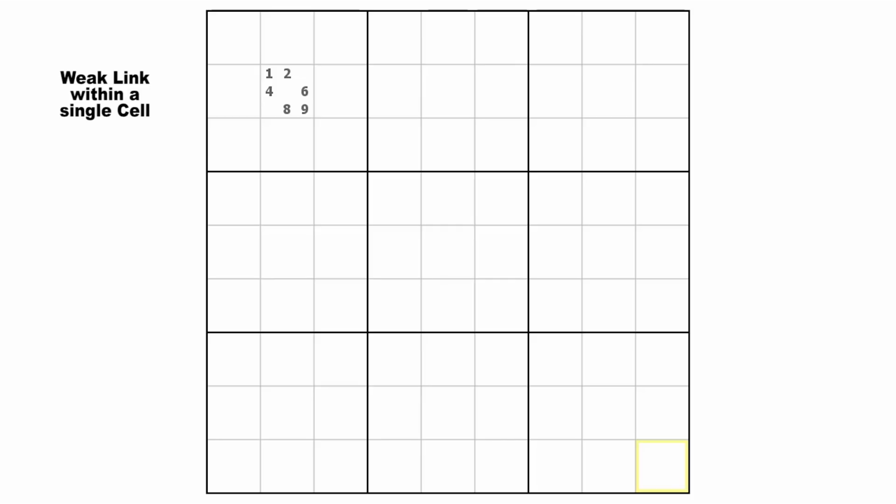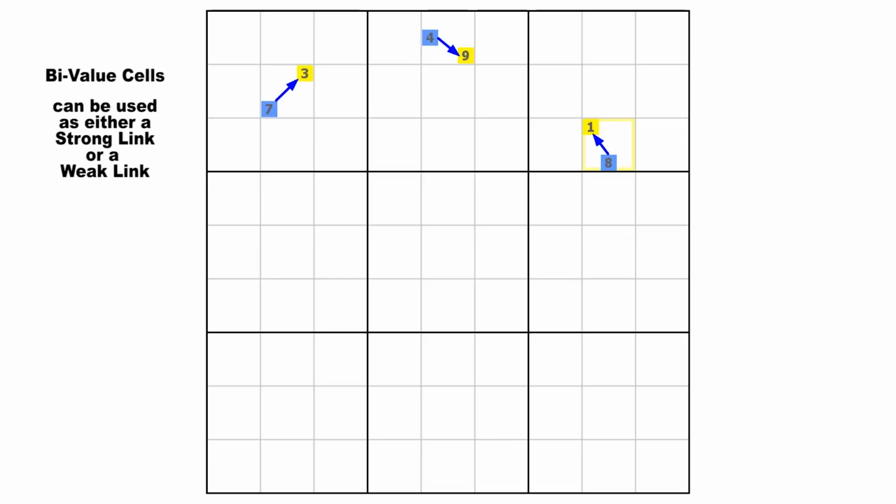There is only a weak link between any of the candidates in this cell, like between the 1 and the 9, or between the 8 and the 2, or between the 4 and the 6. Between any 2 candidates in that cell, there is a weak link. And of course, in a by-value cell, there is both a strong link and a weak link between those 2 candidates because both definitions will apply. So you can always use the link within a by-value cell as either a strong link or a surrogate weak link.